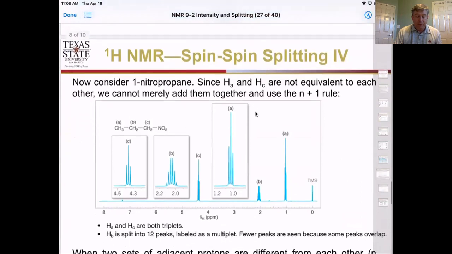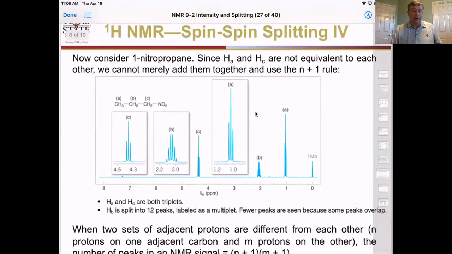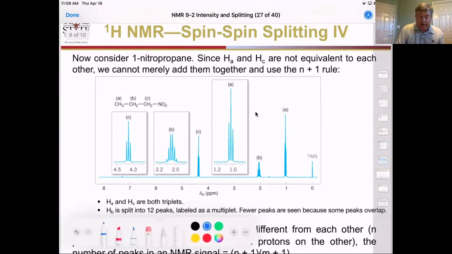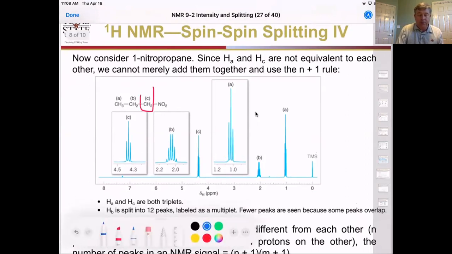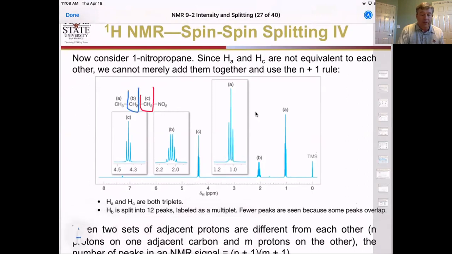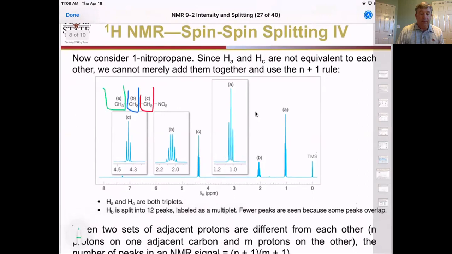Okay, so let's go and do this again with something a little bit longer here. So here we have nitropropane, okay? So in nitropropane, we have hydrogens here that are different because they're bonded to a nitrogen. So that's 1 set of hydrogens. We have the hydrogens here that are different because we have a carbon bonded to a nitrogen and then a carbon bonded to just hydrogens. So that makes them different. And then we have this carbon here that is different, okay?